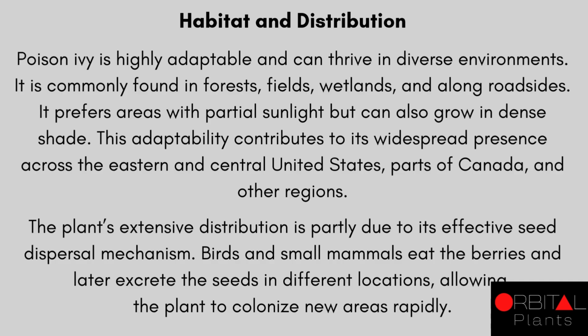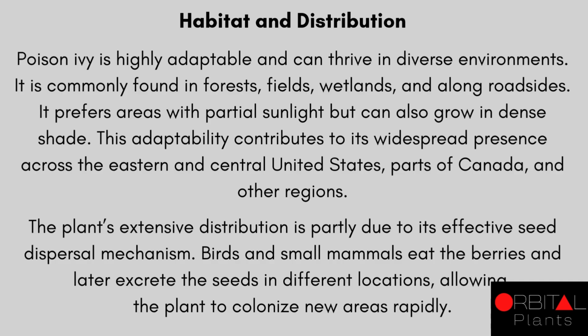Habitat and distribution. Poison ivy is highly adaptable and can thrive in diverse environments. It is commonly found in forests, fields, wetlands, and along roadsides. It prefers areas with partial sunlight but can also grow in dense shade. This adaptability contributes to its widespread presence across the eastern and central United States, parts of Canada, and other regions.